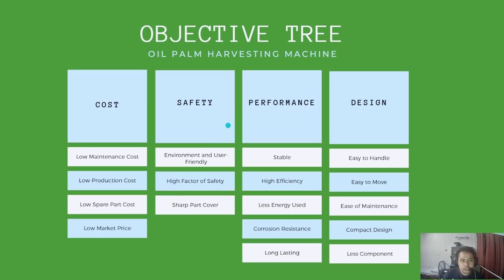Next is objective 3. For the cost, this product must be targeted to have low maintenance cost, low production cost, low spare part cost, and low market price. In terms of safety, it must be environment and user friendly, have a high factor of safety, and have sharp part covers. For performance, it must be stable, high efficiency, use less energy, corrosion resistant, and long lasting. For the design, it must be easy to handle, easy to move, easy to maintain, compact in design, and have fewer components.